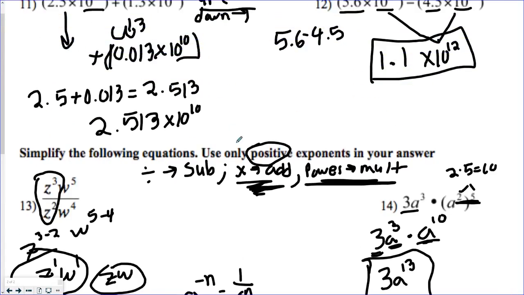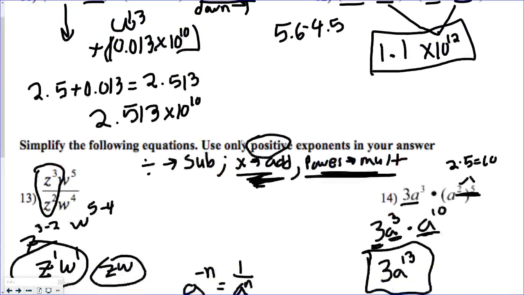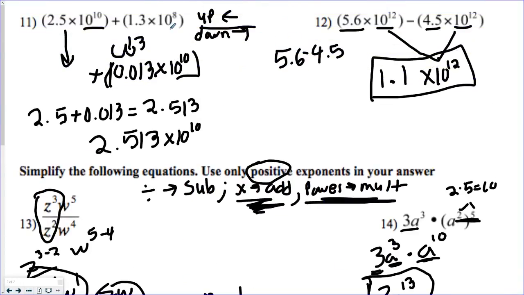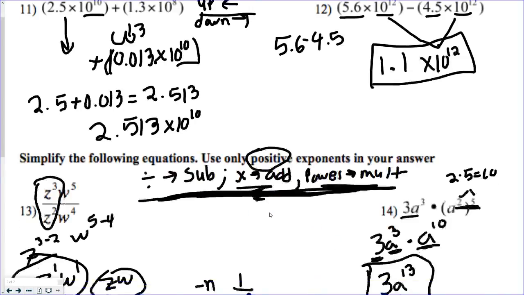So that's the rundown of the scientific questions. Again, mainly the scientific notation stuff here is going to be the more difficult ones, but you do need to remember your exponent rules in order to do the last few questions.